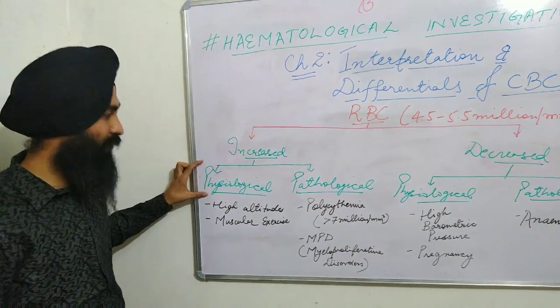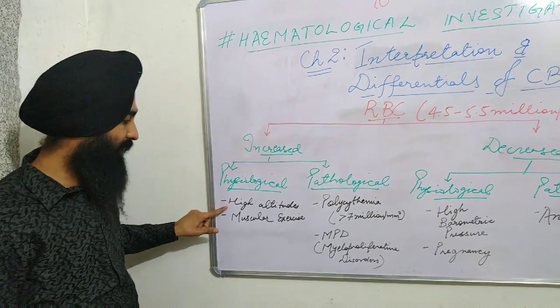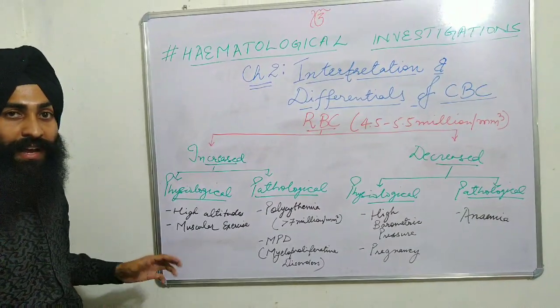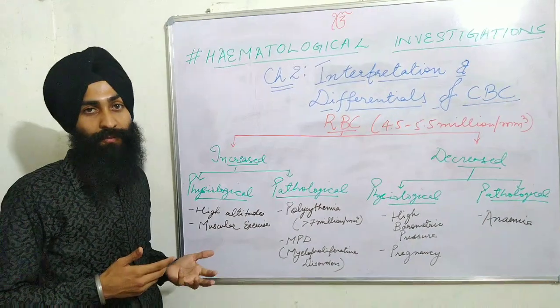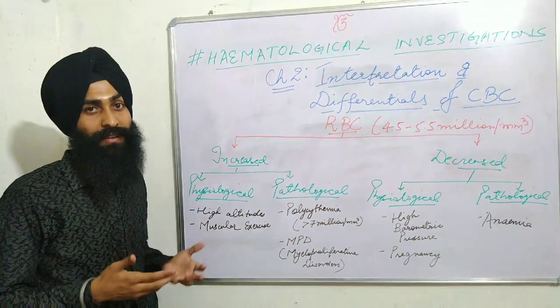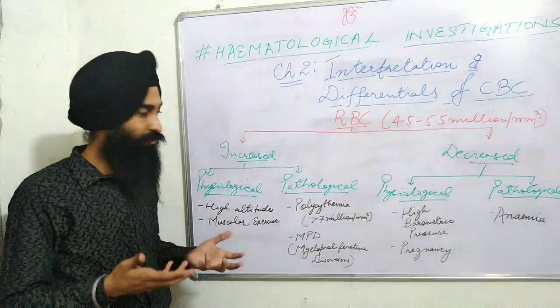Now let us see what are the physiological conditions in which RBC will be increased. High altitudes and muscular exercise. In both of these conditions there is increased need of oxygen to the body, so the RBC number increases so that more and more oxygen can be transferred to the tissues.